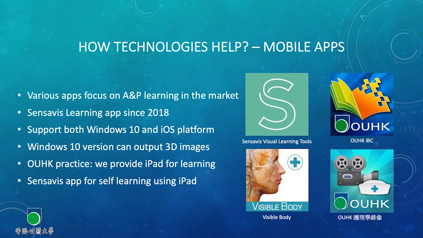Another tool that we are using is mobile apps. If you browse the App Store or Play Store, you can easily find some apps which provide information on anatomy. The Sensavis visual learning tools and the Visible Body are the apps that we have been using since 2018. We use them during the lecture and they allow our students to revise the A&P content using their own tablet or PC. We provide iPads to all of our Year 1 nursing students to facilitate their learning throughout the program, so they can use these apps to revise the content of A&P anytime, anywhere they like.